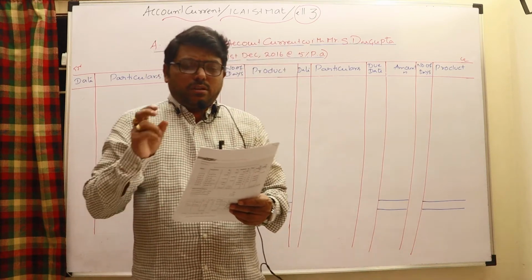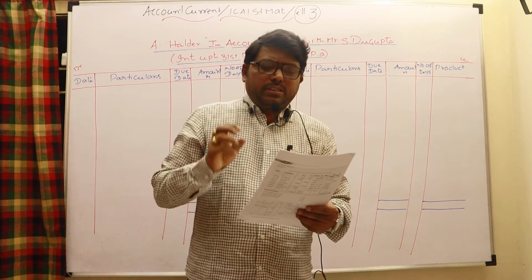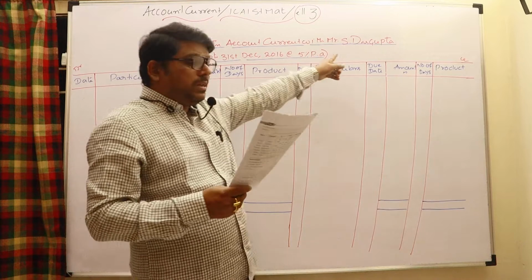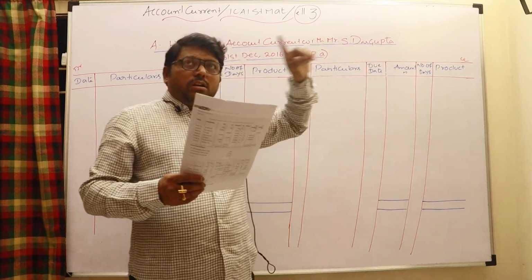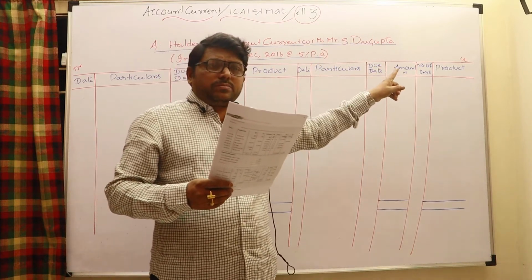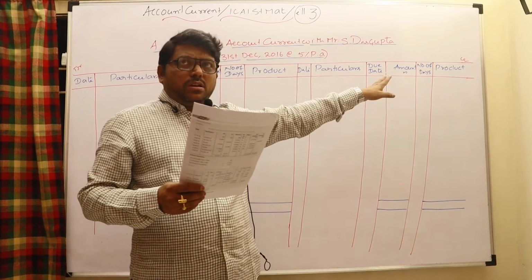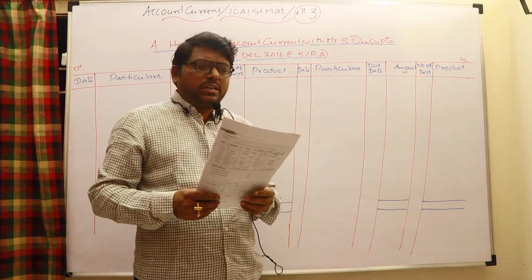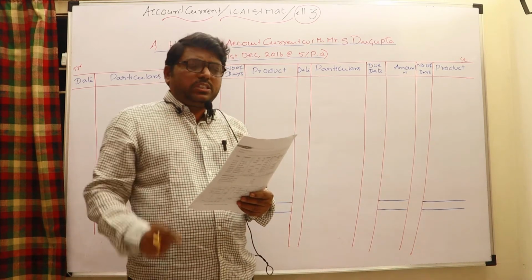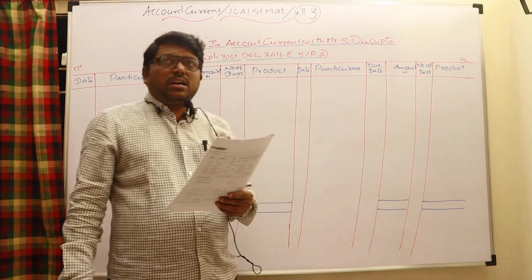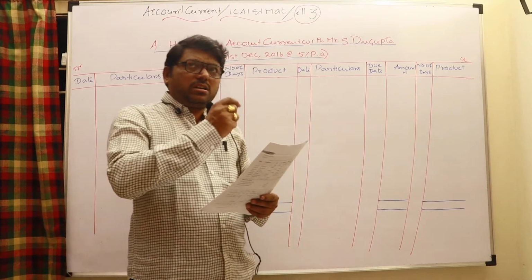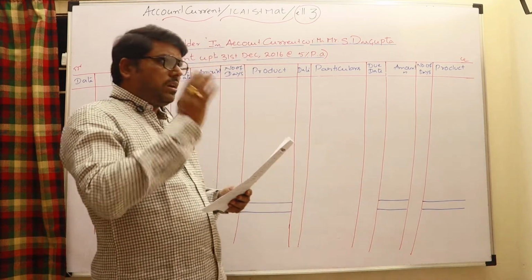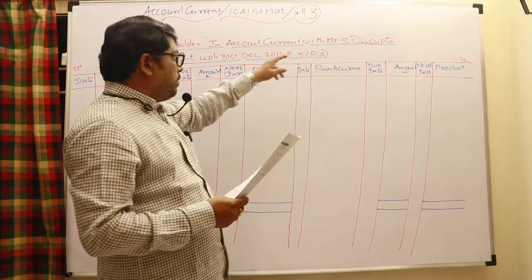Very important: how are we going to write the heading? Who will render and who will prepare the account current, and his name should be written at the end all the time. Think that you are the same person who is rendering and preparing, and record all the transactions from that person's point of view. Here Das Gupta prepares A Holder's account, so the heading will be A Holder in account current with Das Gupta. Definitely we are Das Gupta, and we are preparing A Holder in account current with Das Gupta.